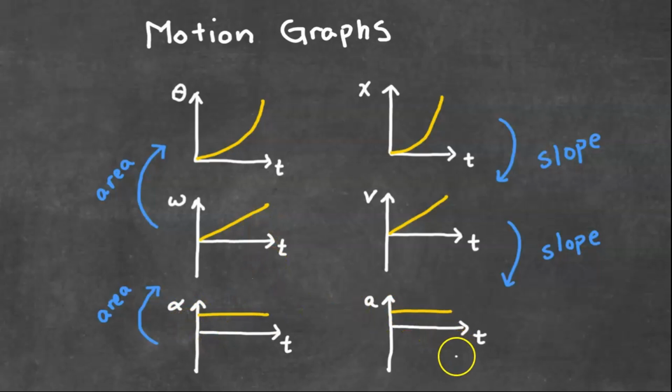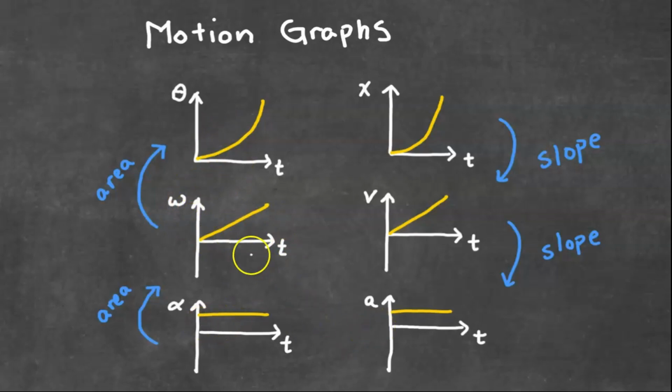Now, we can also go the other way. The area under the curve of an acceleration-time graph tells us the change in velocity, and the area under a velocity-time graph tells us the displacement. For the rotational version, the area under an angular acceleration-time graph tells us the change in angular velocity. The area under an angular velocity-time graph tells us the angular displacement.